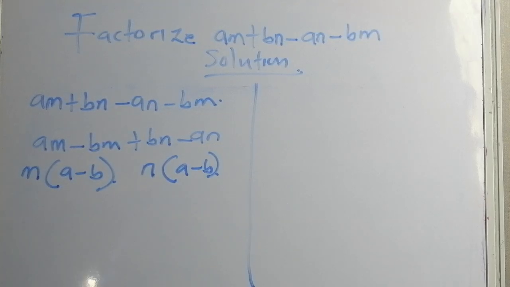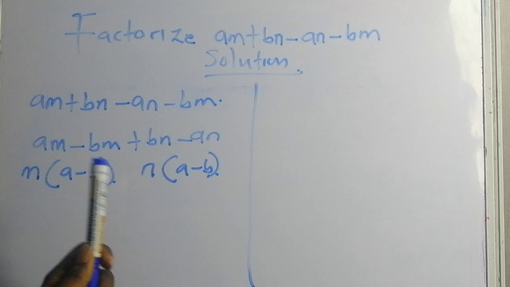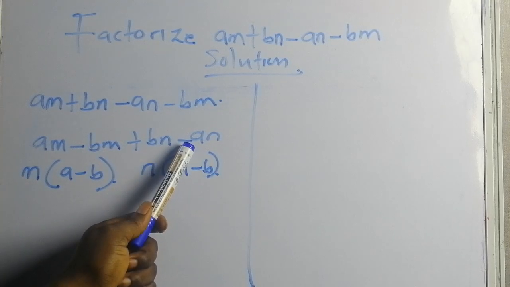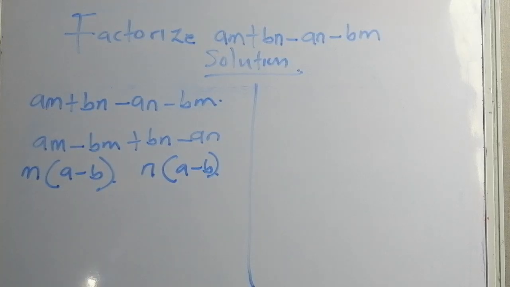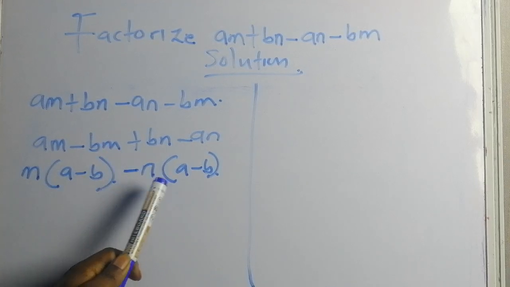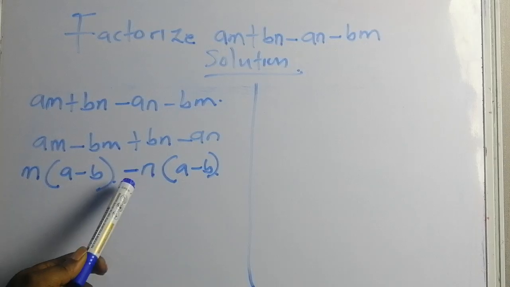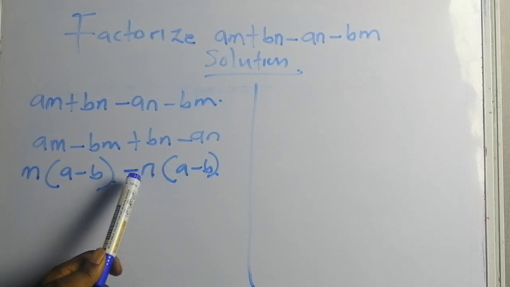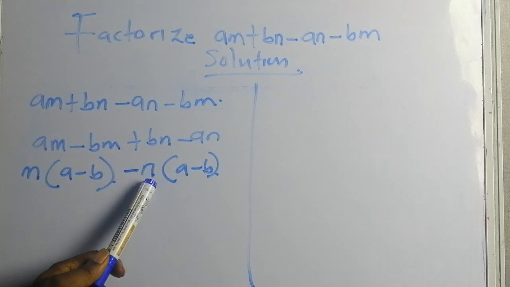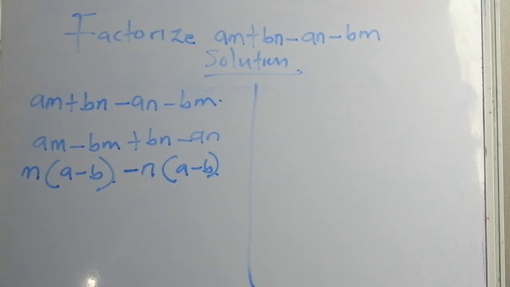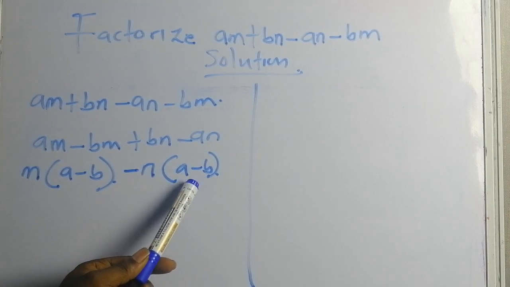Now, n times a will give us an, but don't forget that this one has minus an, so don't forget the sign. What I need to do is put my minus here. N times a is an, minus times plus is minus an. Minus n times minus b: minus times minus is plus, then n times b is bn. Don't get confused, very simple. The a minus b you have here must be repeated here.